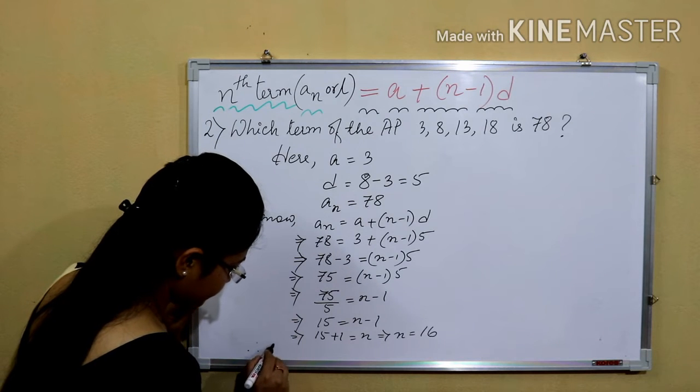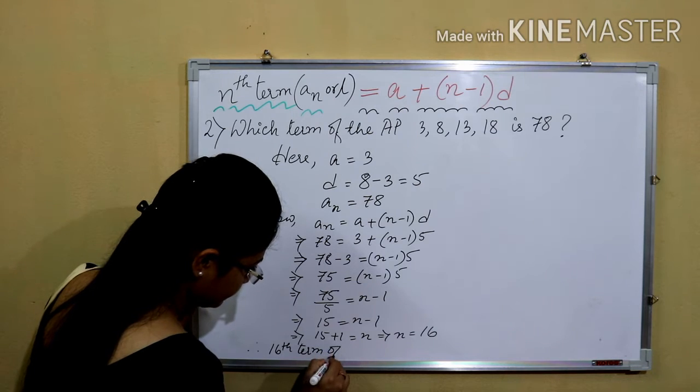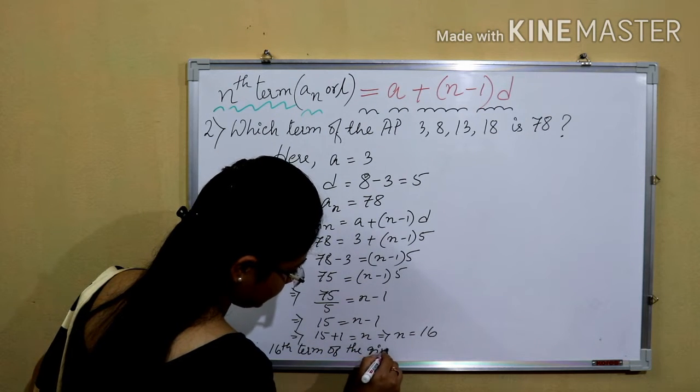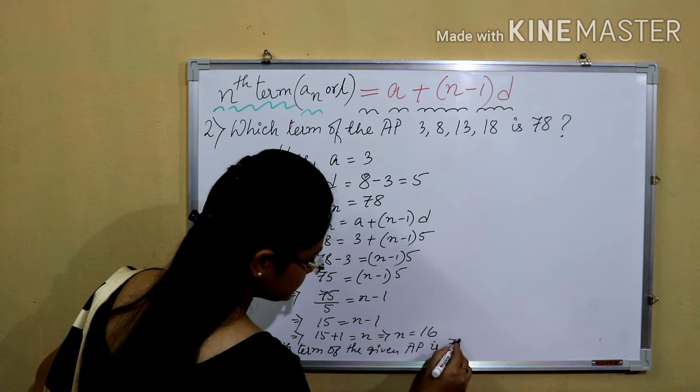So if your n is equal to 16, that means your 16th term will be your 78. So therefore the 16th term of the given AP is 78.